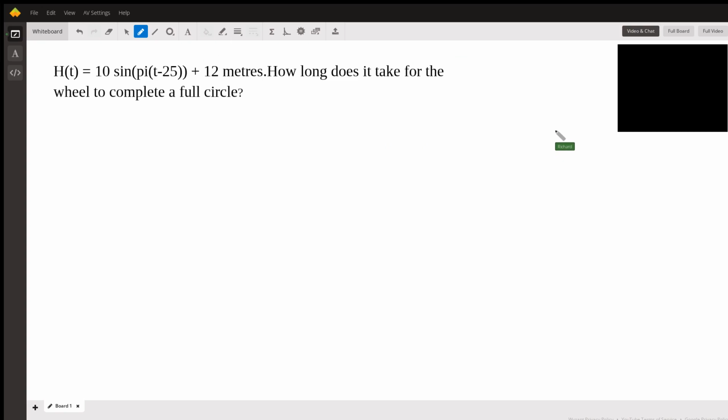You have to have the equation in what we call standard form, and the standard form for a trig equation looks like this. I'm going to put it in red because I want you to memorize it. It's just y equals a times the sine of b times x minus h, plus k.